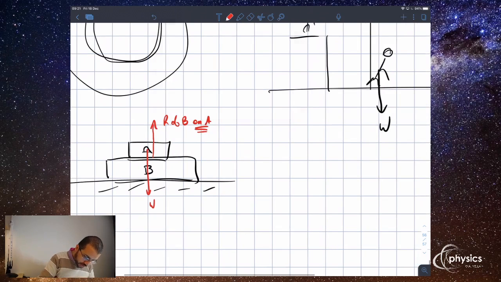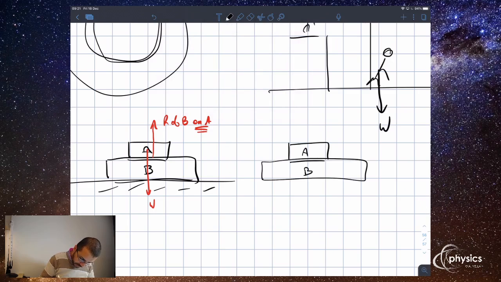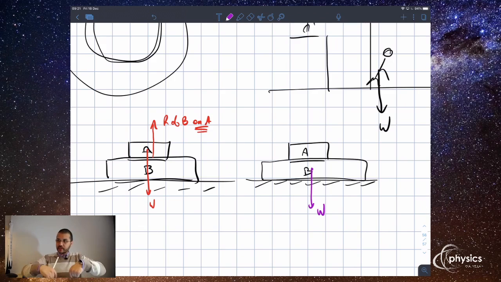If I redraw the diagram, now I'm going to draw the forces on B. So I have the weight of B. B is touching how many objects? 2. It's touching A and it's touching the table. So B is pushing the table down. So the table will push B upwards. So I have that one, which is the reaction of the table on B.